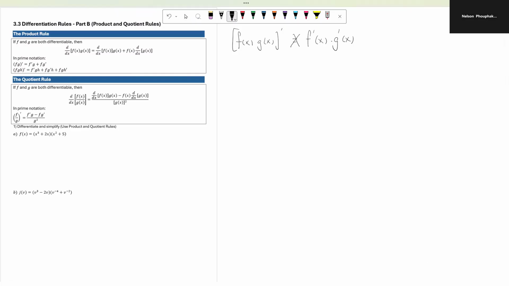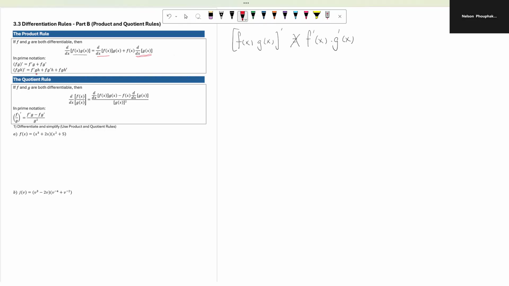So let's see how we actually work with the product rule. To take the derivative of f times g, we take the derivative of f first times the g function, plus the f function times the derivative of g. So in prime notation, it looks like f prime g plus f g prime.